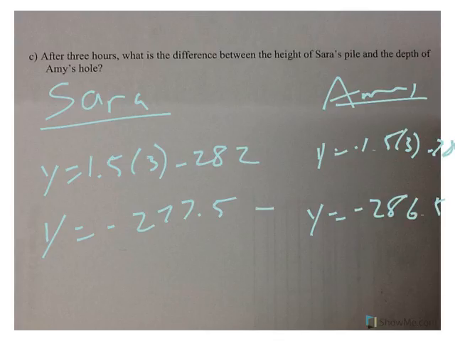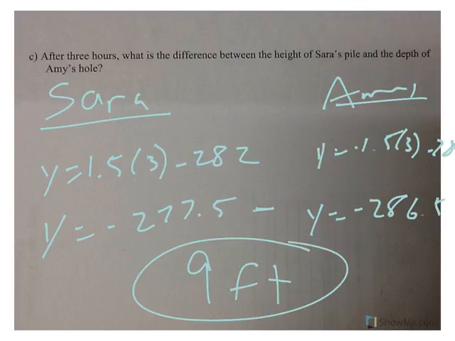So if you check out the difference between these two, there's a 9-foot difference. And that makes sense. After 3 hours, Amy has gone down 4.5 feet. Sarah has piled up 4.5 feet. And 4.5 and 4.5 would give you 9. So you really could think through that without actually doing any math. Well, math with equations, but whatever. There you go. That's it.